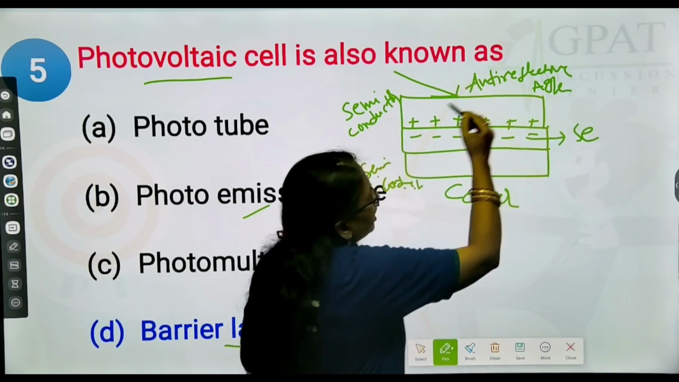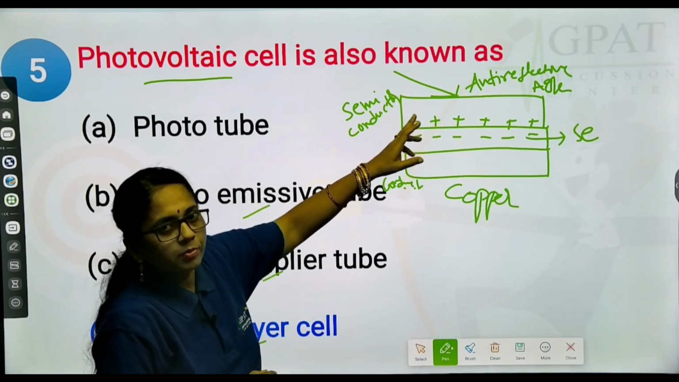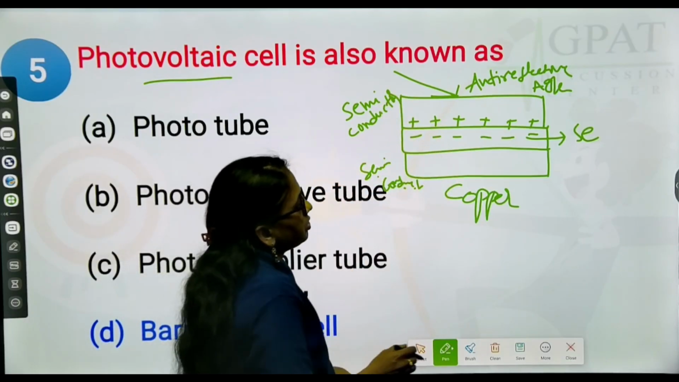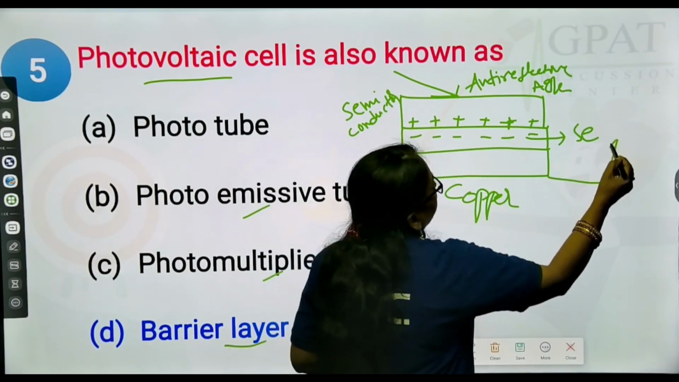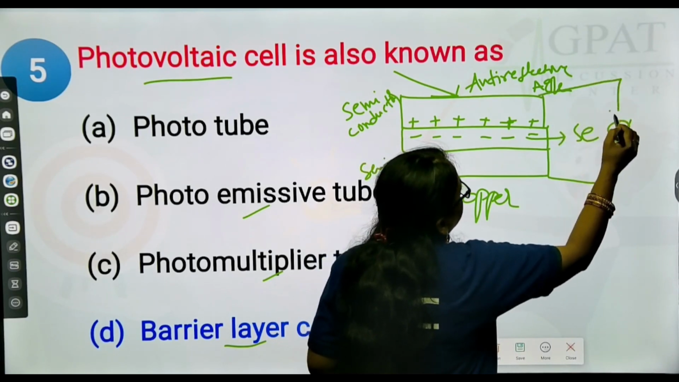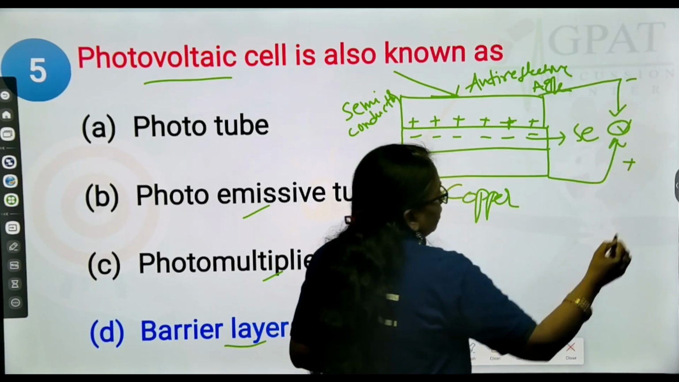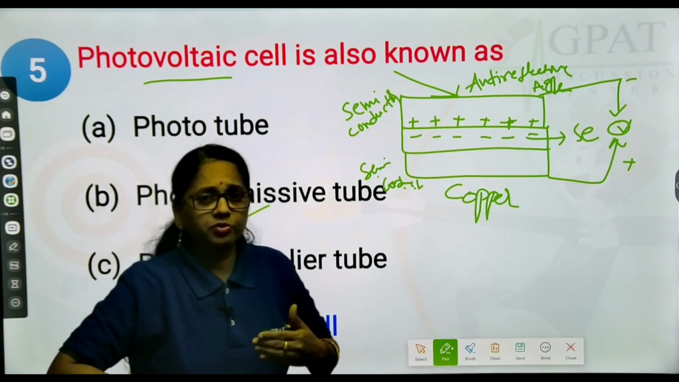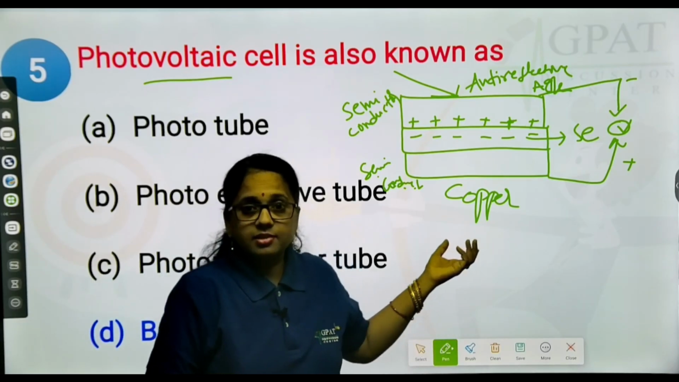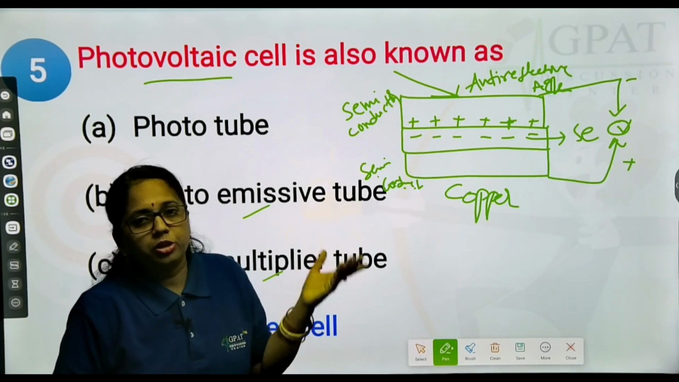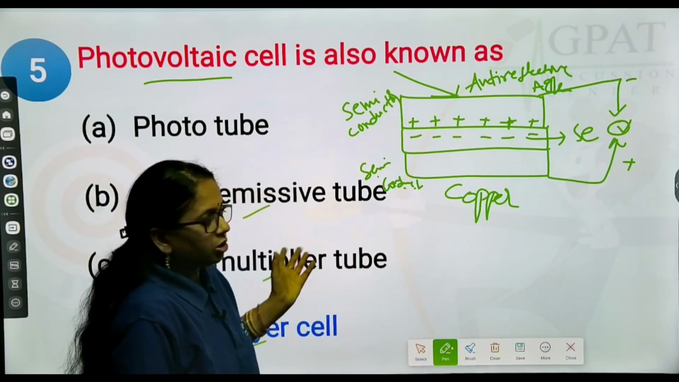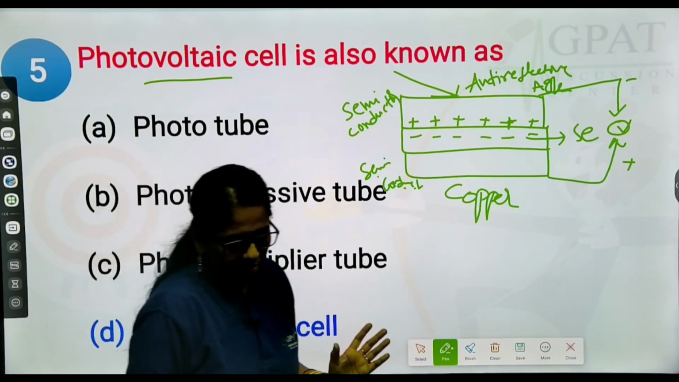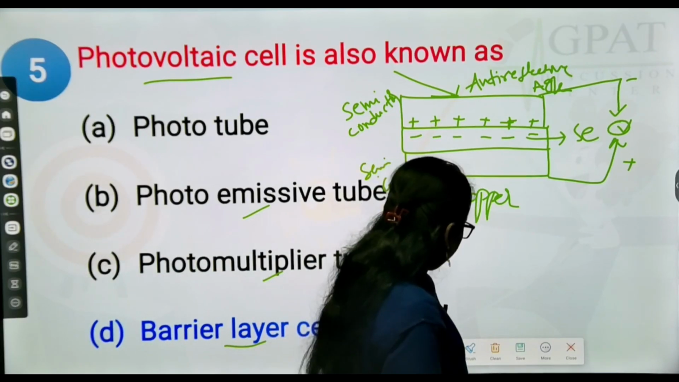So whenever light hits the surface of this cell, you see the passage of electric current. Okay, so it is connected to a voltmeter, so that you can see the production of electricity. Okay, so a solar cell, how we use it for the generation of electric current, is also nothing but a photovoltaic cell only. So this is also called a barrier layer cell.